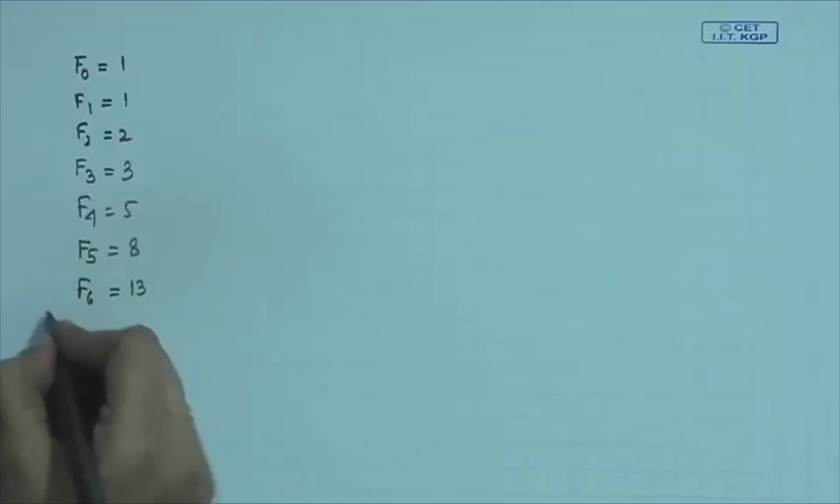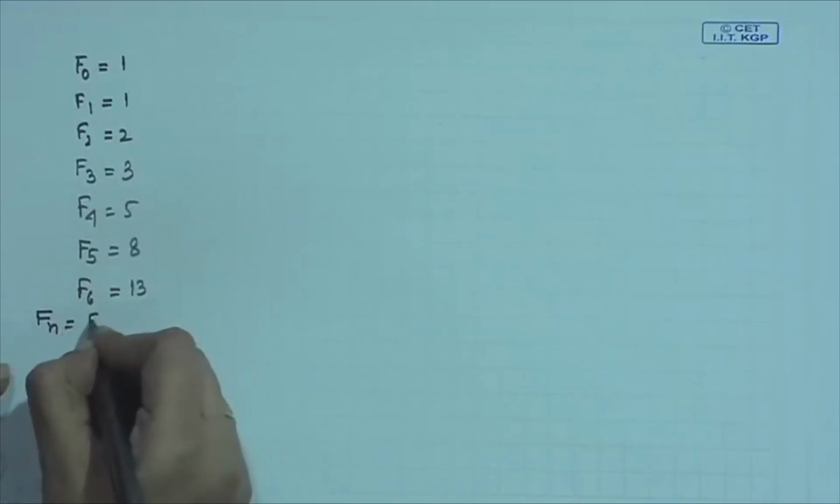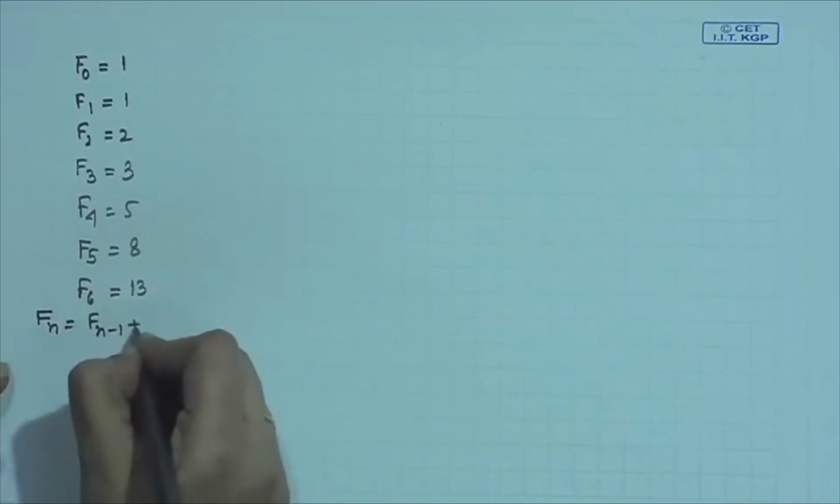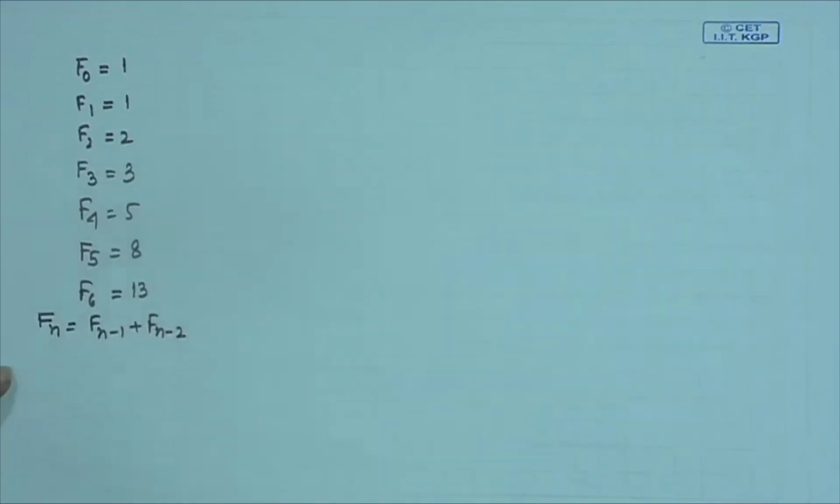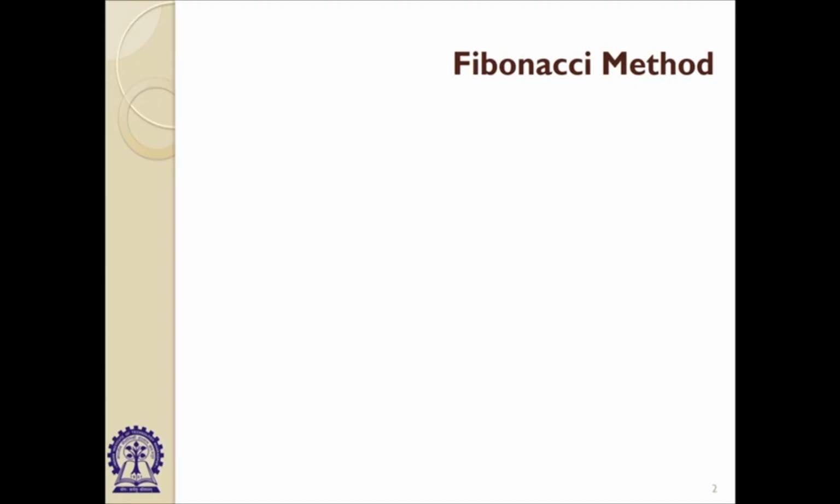And what is the understanding for the Fibonacci series? Fn must be equal to Fn minus 1 plus Fn minus 2. Alright, this is the thing. Now I am coming to the process. This is my initial interval of uncertainty.